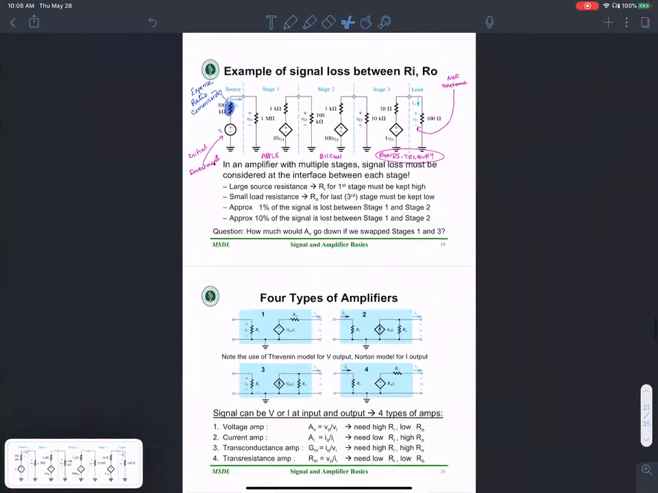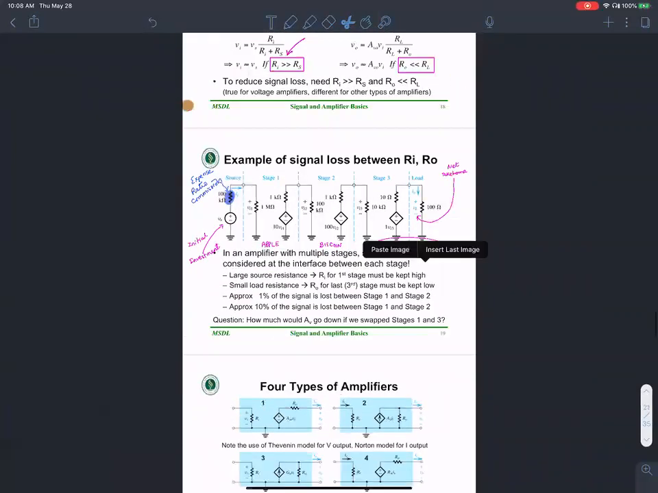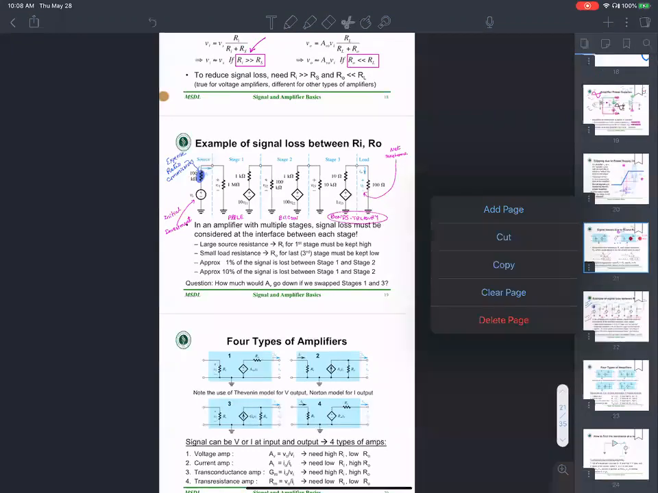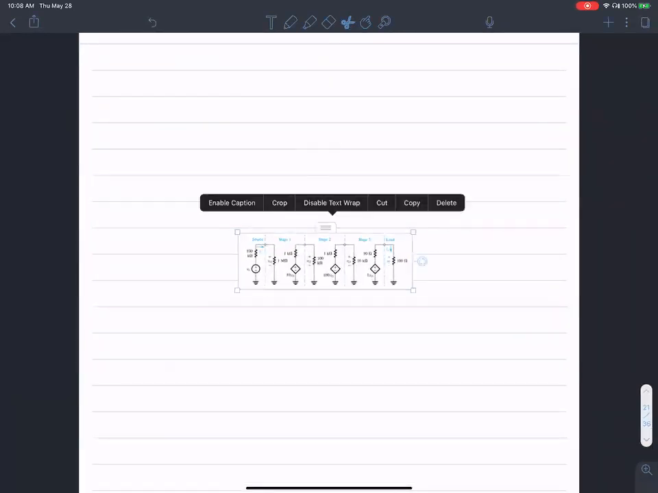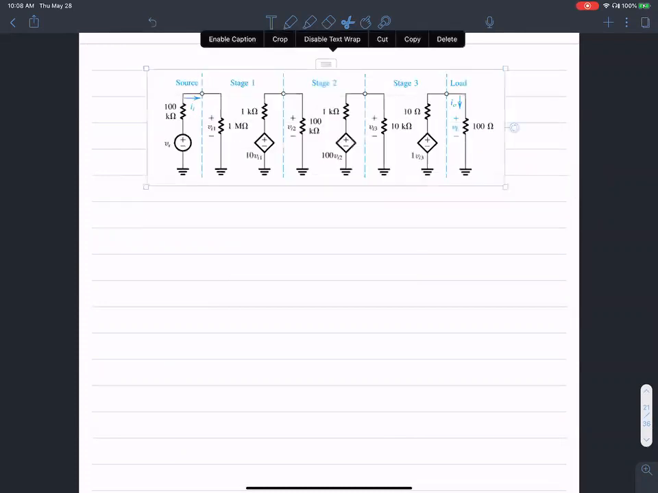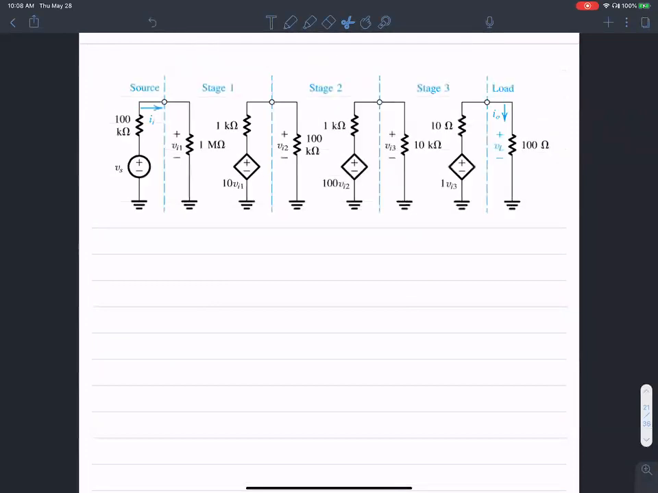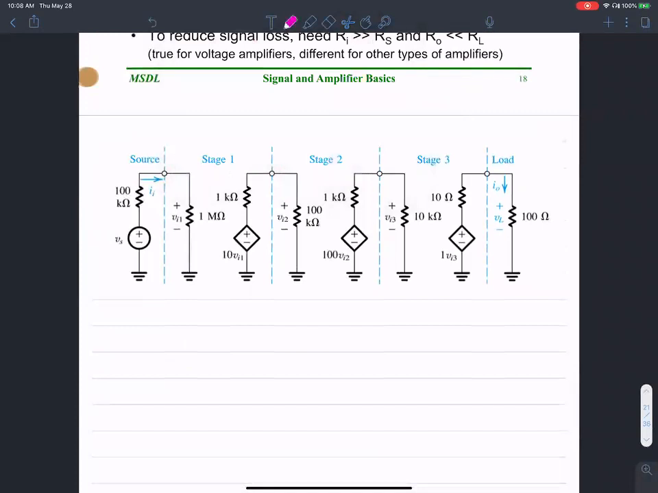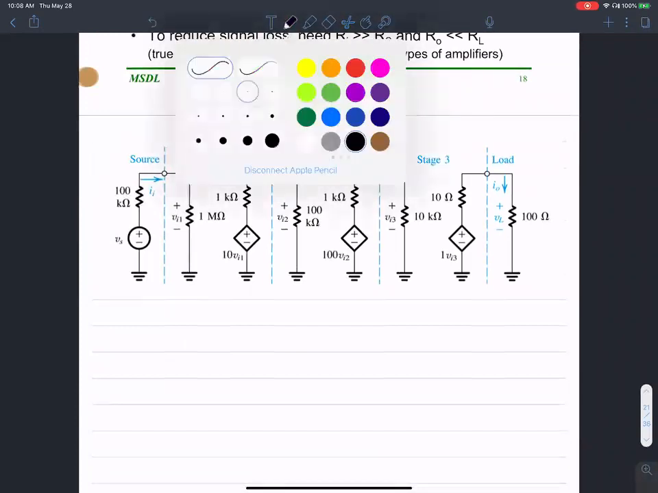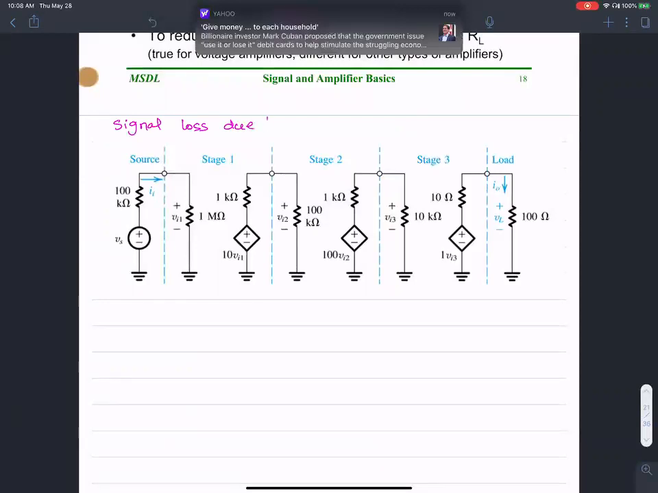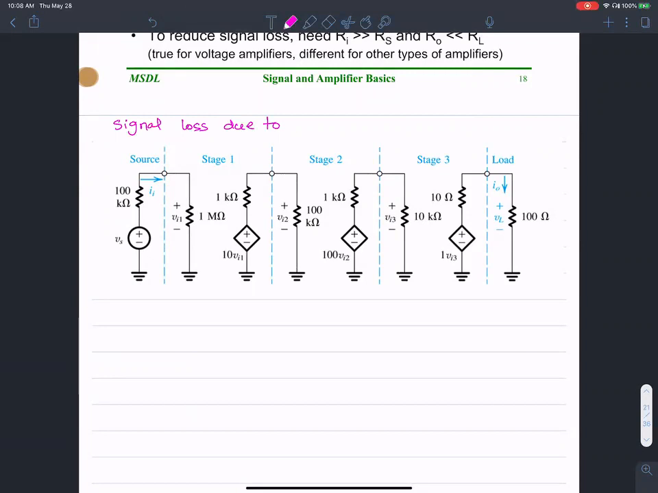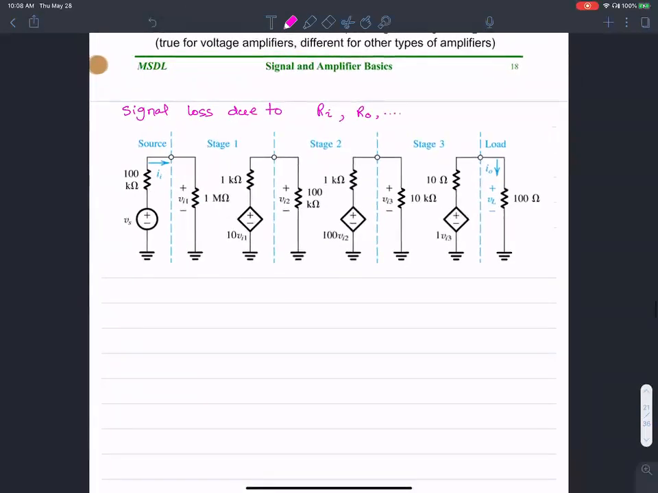So in an effort to understand the signal loss in this amplifier, let me add a page here. Okay, let's begin working on this problem with an analogy. I always like analogies, okay? An interesting analogy. So this is three stages. Right, there are three stages in here. So we are trying to understand signal loss due to the source resistances, R input, R output, so on. Okay, so here is a three-stage amplifier.